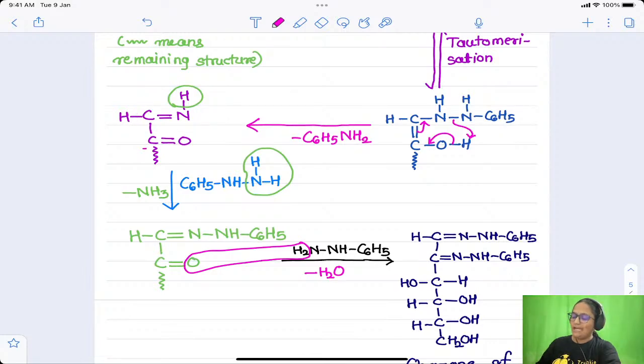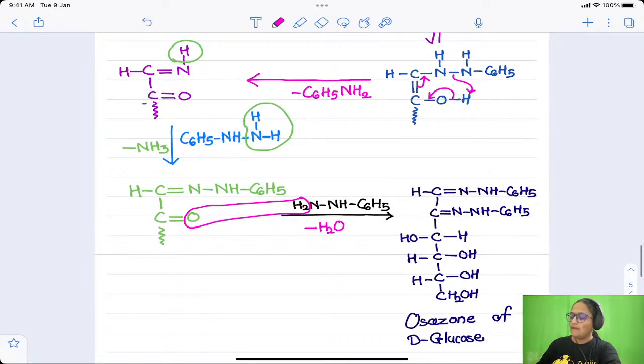So C double bond N is there, therefore there will not be loss of a water molecule, but there will be loss of an ammonia molecule. NH3 will be lost and we are getting exactly the same product, just like we get for aldehyde. Then again we have C double bond O. That CO combines with the third molecule of phenylhydrazine, loss of a water molecule takes place and we are getting the final product which is called osazone.